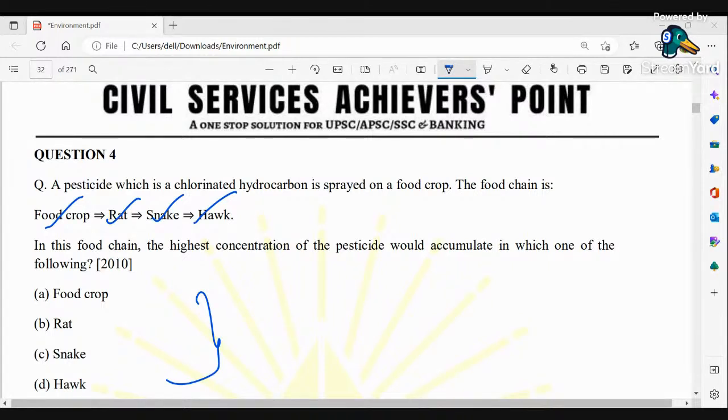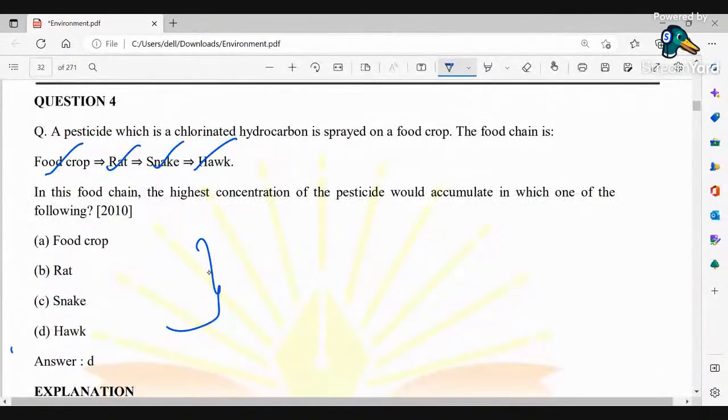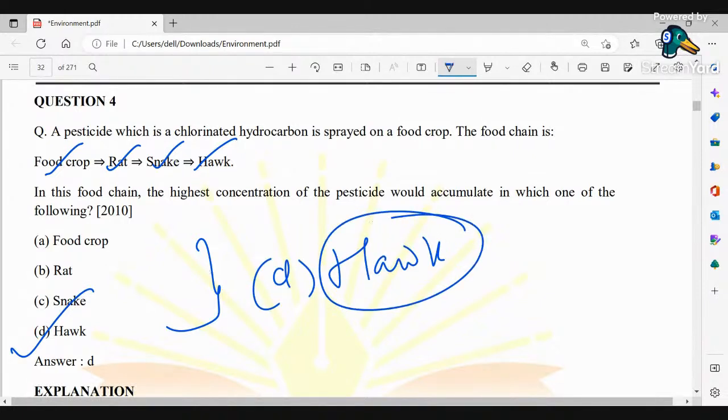D, hawk. Any other correct answers? Fine. The answer to the question is D, that is hawk. So here the accumulation of pesticide will be much more.